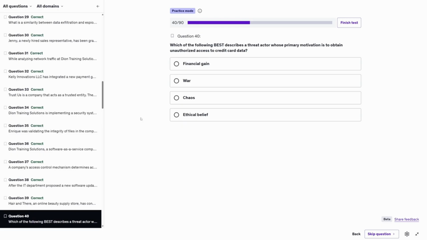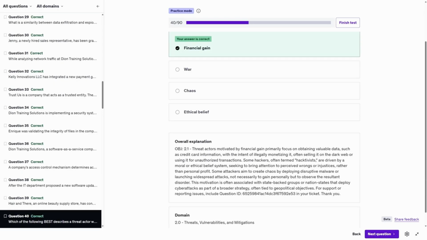Which of the following best describes a threat actor whose primary motivation is to obtain unauthorized access to credit card data? I believe the correct answer here is A, financial gain. Yep. So threat actors motivated by financial gain primarily focus on obtaining valuable data such as credit card information with the intent of illegally monetizing it, often selling it on the dark web or using it for unauthorized transactions. I'll leave up the remaining answer here for a few extra seconds.